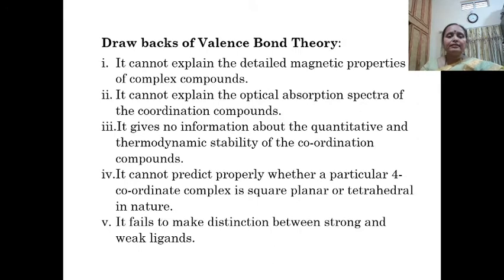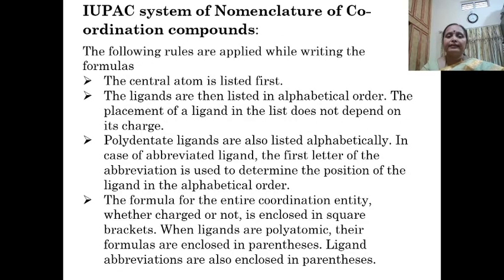So first, let us discuss the drawbacks of valence bond theory. Valence bond theory cannot explain in detail the magnetic properties of the complex compounds. It cannot explain the optical absorption spectra of coordination compounds. It gives no information about the quantitative and thermodynamic stability of coordination compounds. It cannot predict properly whether a particular 4-coordinate complex is square planar or tetrahedral in nature. It fails to make a distinction between strong and weak ligands.